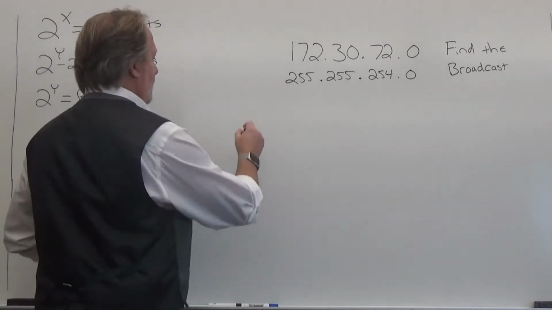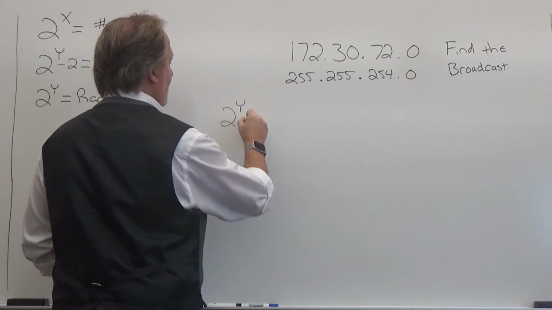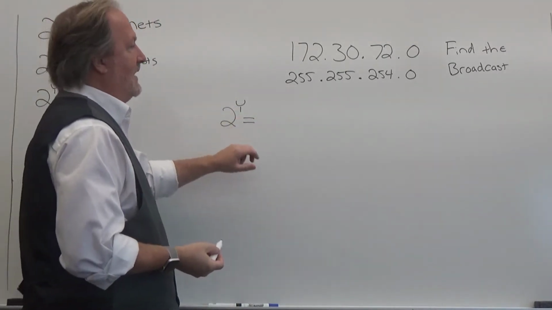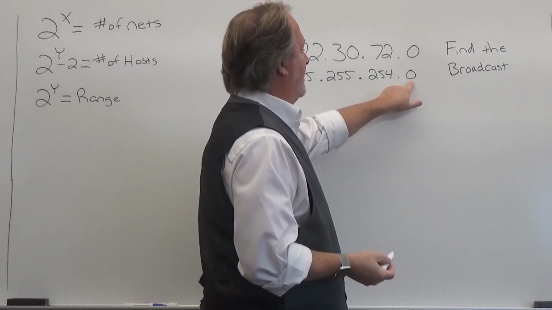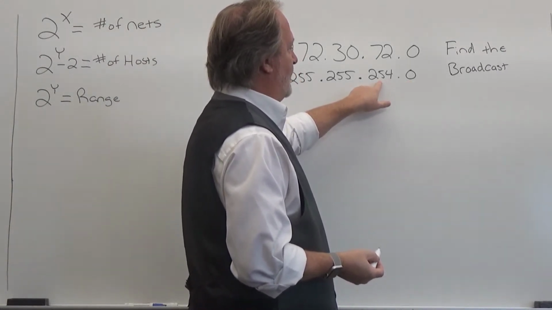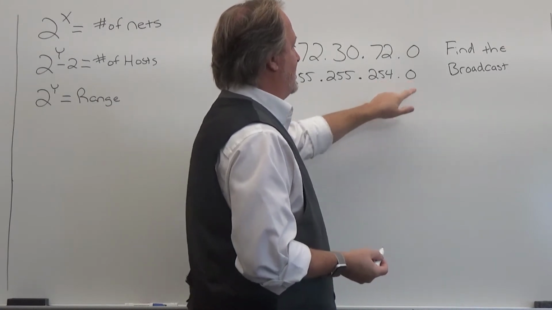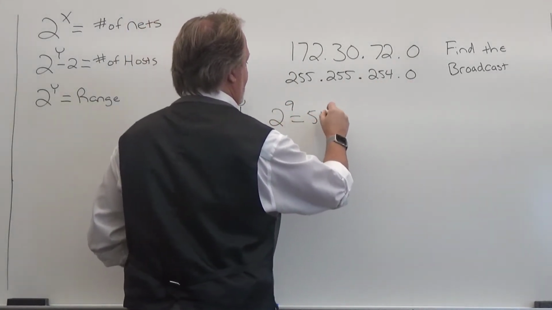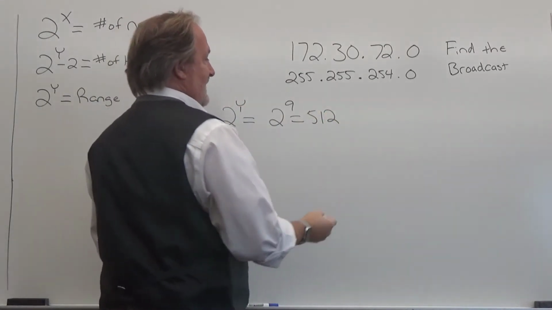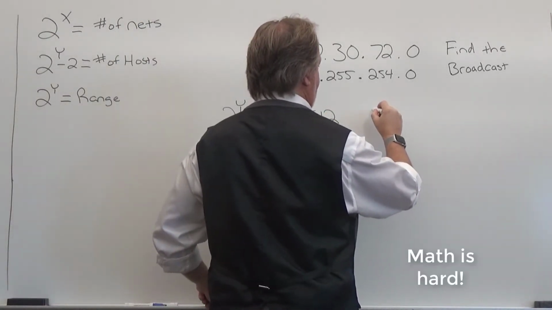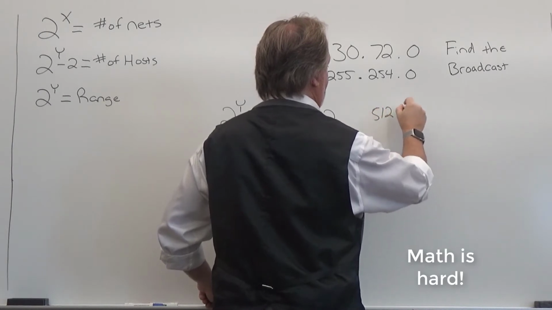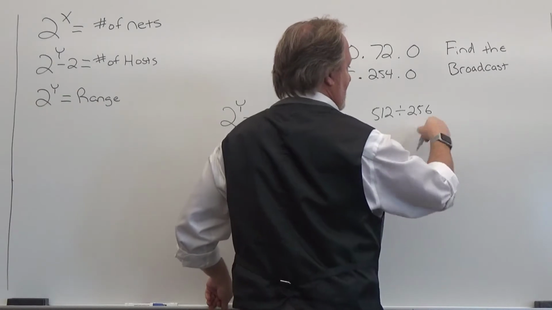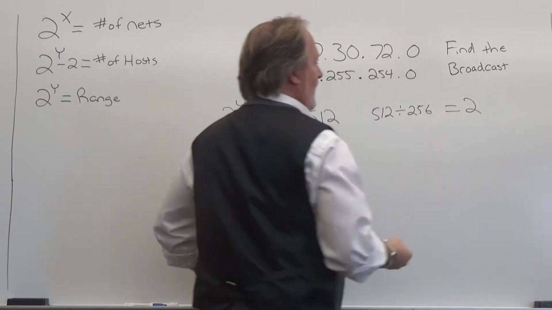So we know it's 2 to the y. And remember, y is the number of zeros in the subnet mask. So if I've got 8 zeros here, and then for 254 in the binary, there's 1 zero. So I have 1 zero plus 8 zeros, so a total of 9. So 2 to the 9 equals 512. And then we take 512 divided by 256, because that's the total number of binary bits, and you would get 2. So I have a range of 2.